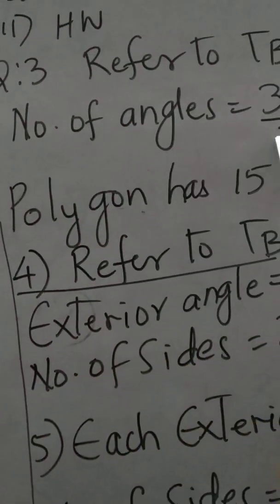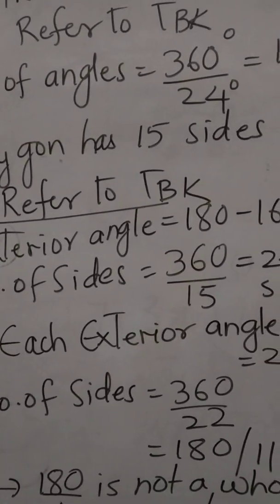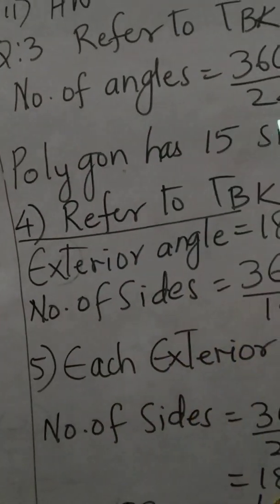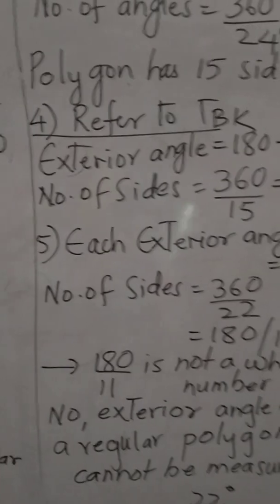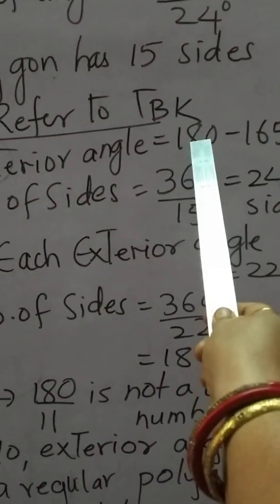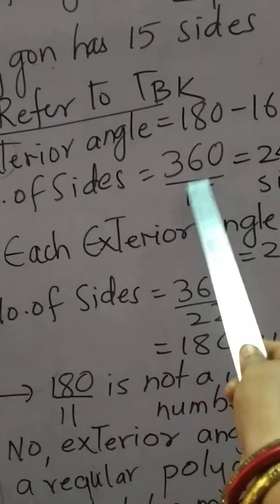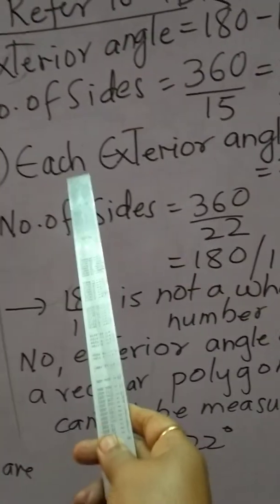Question number 3, refer to the textbook. The number of angles will be 360 degrees upon 24 degrees, so it is equal to 15. So the polygon has how many sides? 15 sides. Fourth, refer to the textbook. The exterior angle will be 180 minus 165. So the number of sides will be 360 upon 15, that is 24 sides.